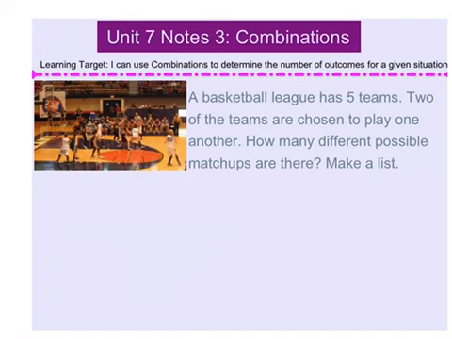So first example here, a basketball league has 5 teams. 2 of the teams are choosing to play one another. How many different possible matchups are there?